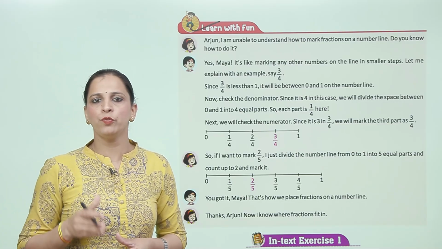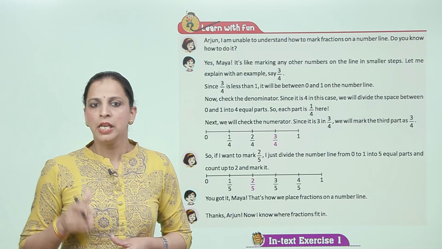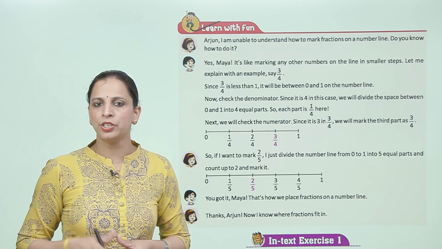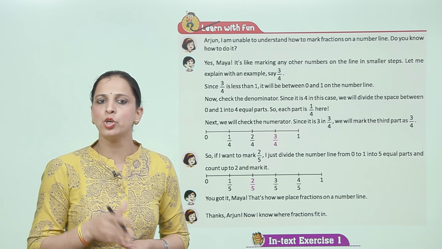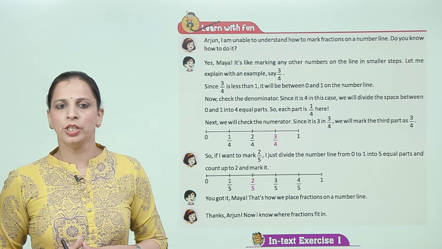Let me explain with an example. Say 3 by 4. Since 3 by 4 is less than 1, it will be between 0 and 1 on the number line. Now check the denominator. Since it is 4, in this case, we will divide the space between 0 and 1 into 4 equal parts. So each part is 1 by 4 here.